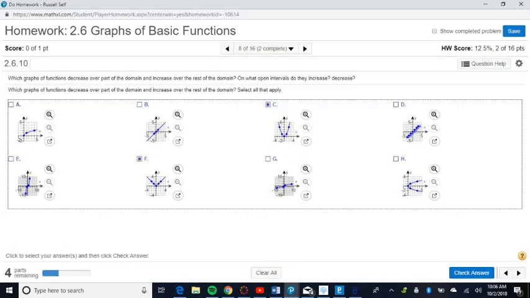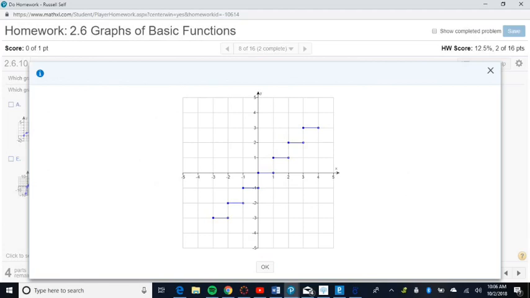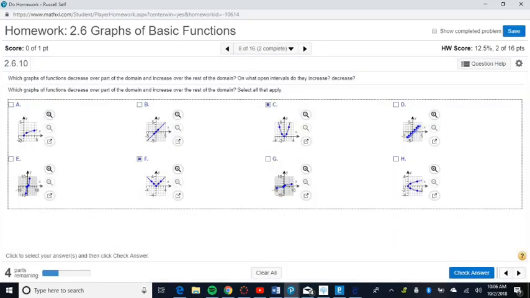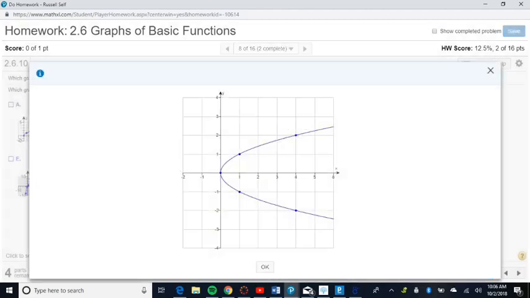This one, it's crazy, right? This one's discontinuous, but it's not the graph of a function at all, so who cares? This one, look and see what it's doing. It's not the graph of a function. It's going up and it's going down, but that's not an increase or a decrease over a period of time.